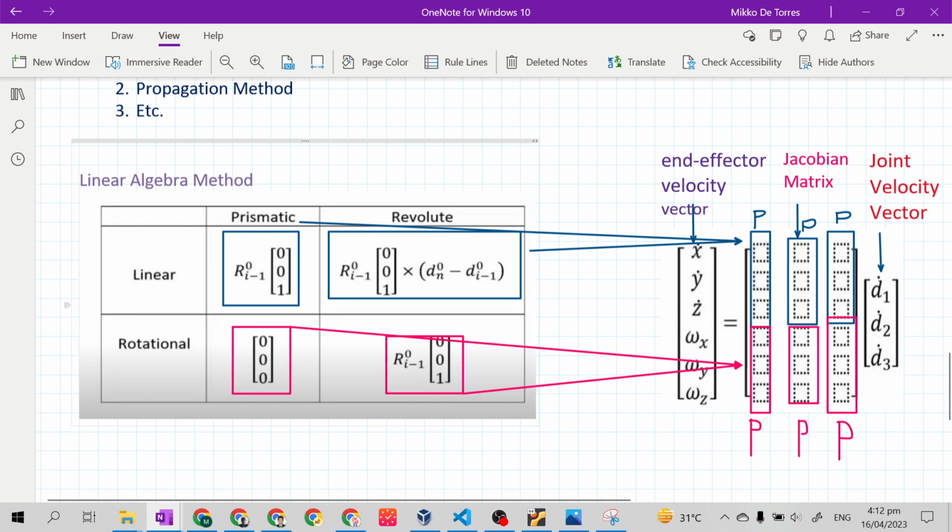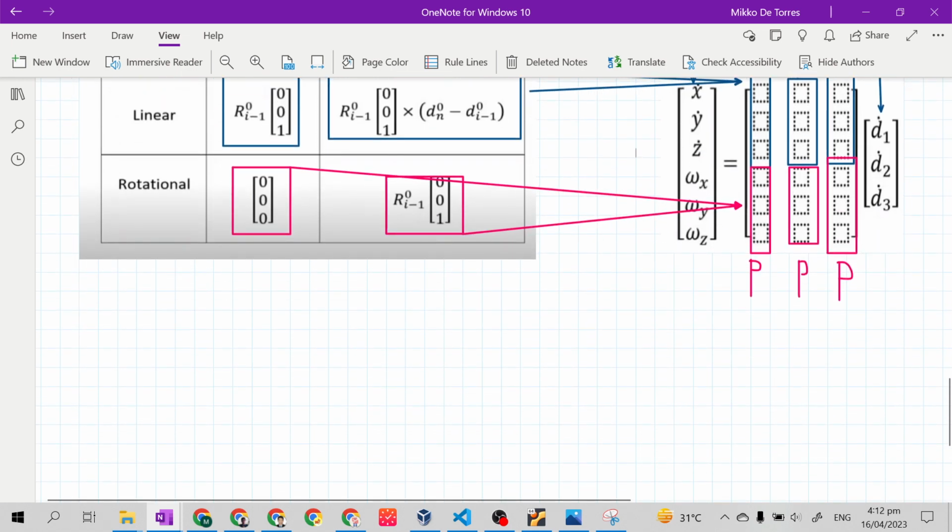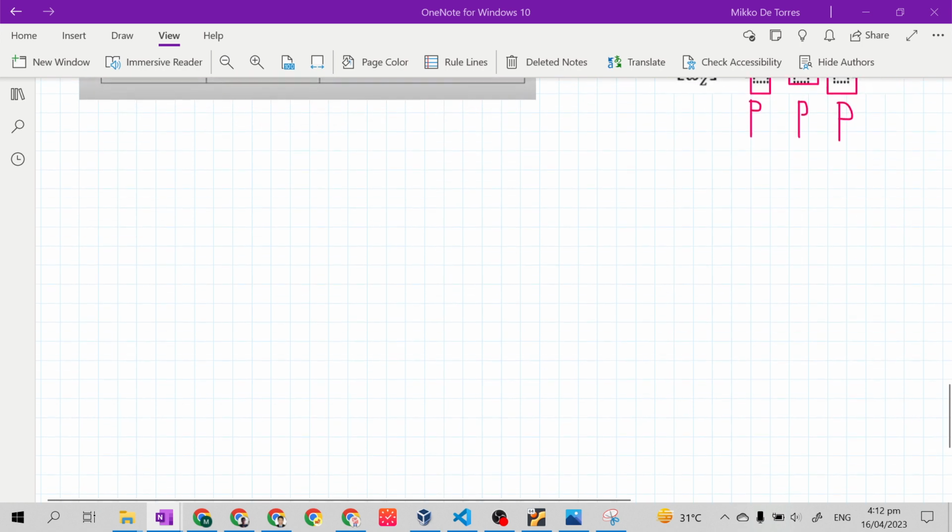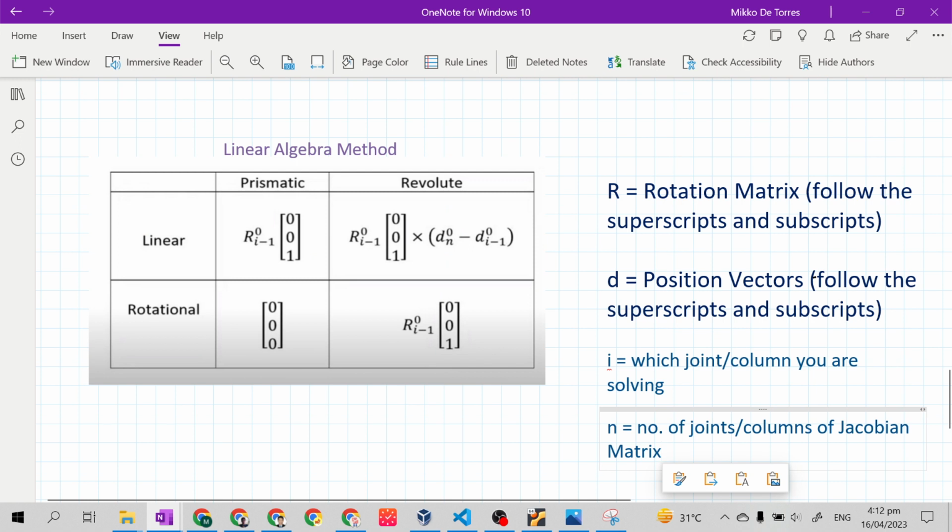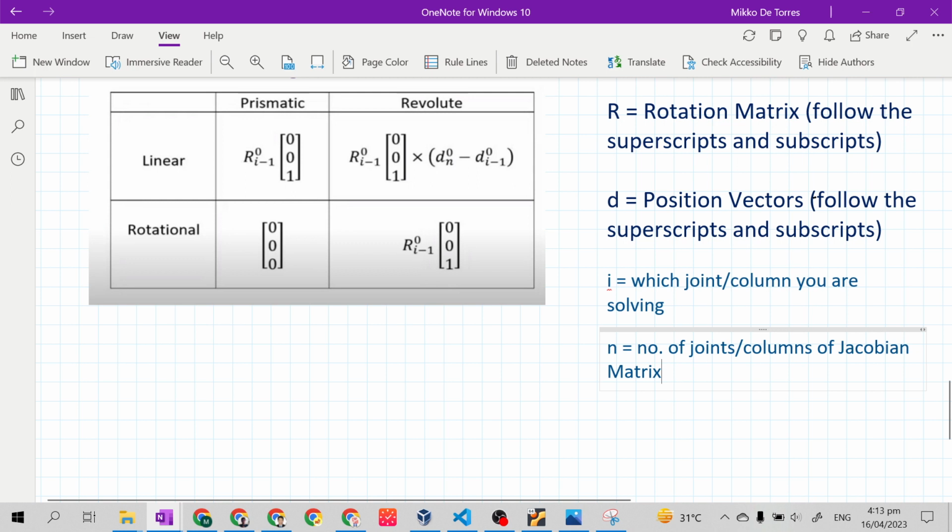Okay. So additional information in our linear algebra method: the R stands for rotation matrix, which must follow the superscripts and subscripts. The D is the position vectors, which will also need to follow the superscripts and subscripts. I is the joint or column you are solving, while N is the number of joints or columns of the Jacobian matrix. Okay?